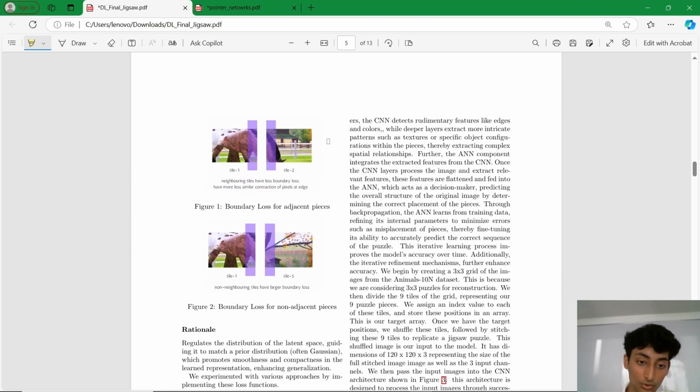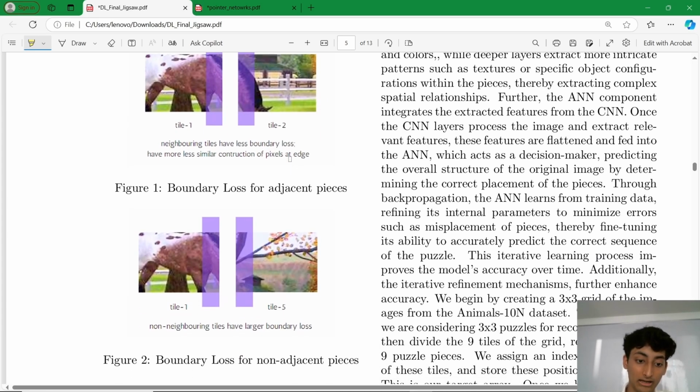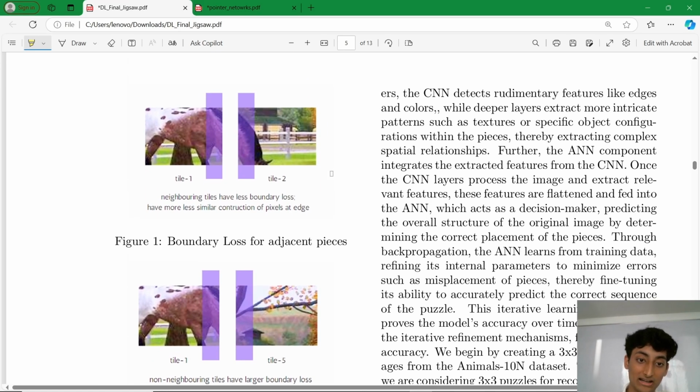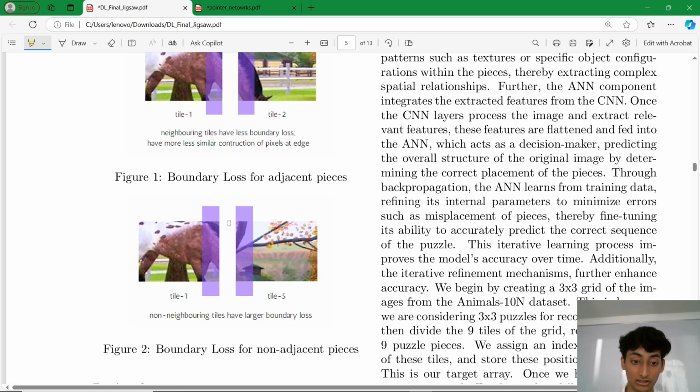If I would like to show you, this is how you could visualize the boundary loss for adjacent pieces. For adjacent pieces, if you look at tile 1 and tile 2, which are actually adjacent, the neighboring tiles have a lower boundary loss because they have more similar construction of pixels at the edge. But at this particular point, you can see that there's no continuation between the images. There has been a gradient break between these two images.